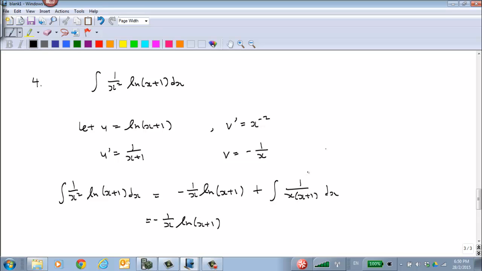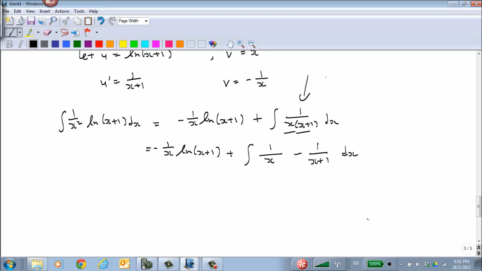And how to actually do this integration is that we see that there are linear factors in the denominator. Therefore, what we will do is split it via partial fractions, and then from there you will see that the integration can be done easily, and that will be the answer.